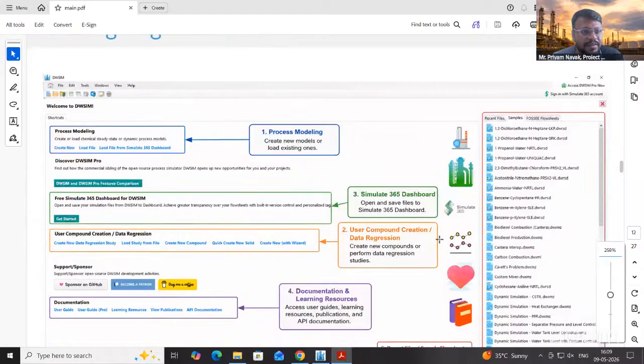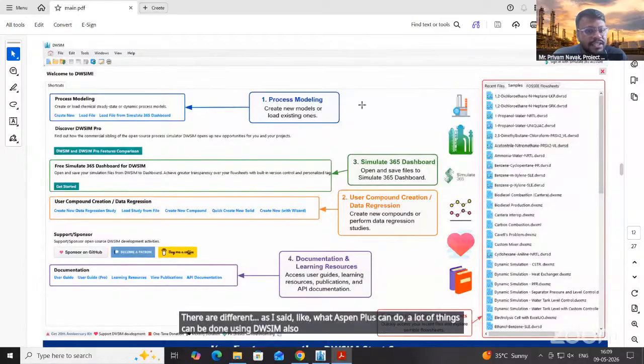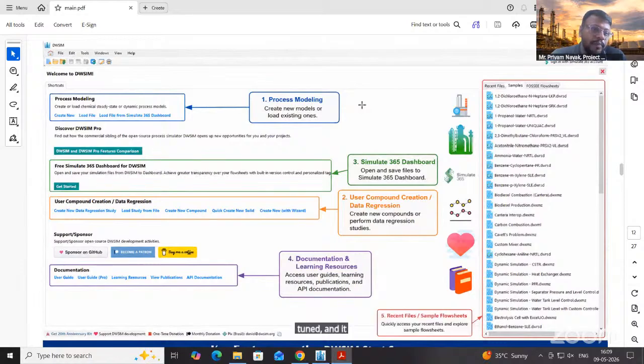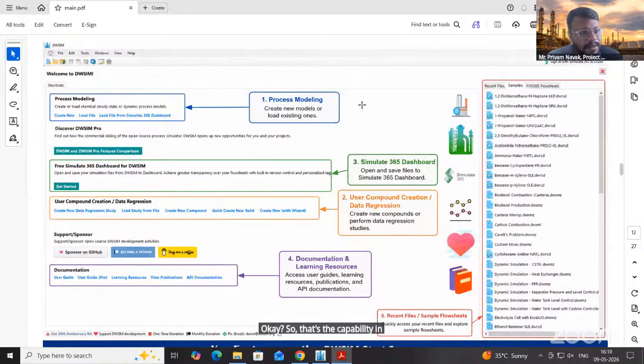So this is what the landing page of DWSIM looks like. As I said, like what Aspen Plus can do, a lot of things can be done using DWSIM also. The first is obviously process modeling. Earlier, DWSIM was used only for steady state process simulation, but now slowly it has also been designed to perform dynamic simulations. It cannot perform it to the extent to which Aspen Plus can, but some of the basics can definitely be done in DWSIM. But as far as steady state simulation goes, DWSIM can perform whatever Aspen Plus can also do. Okay, so that's the capability in terms of process modeling.